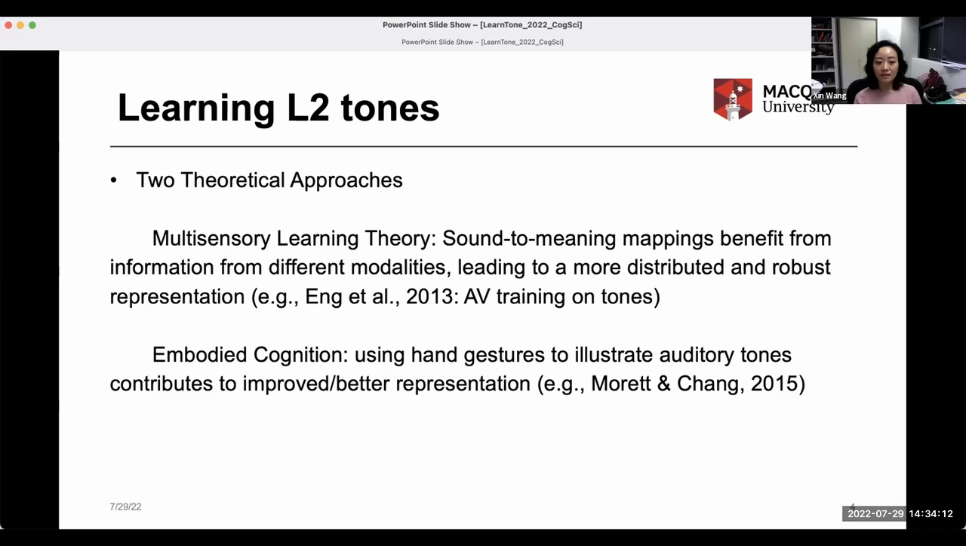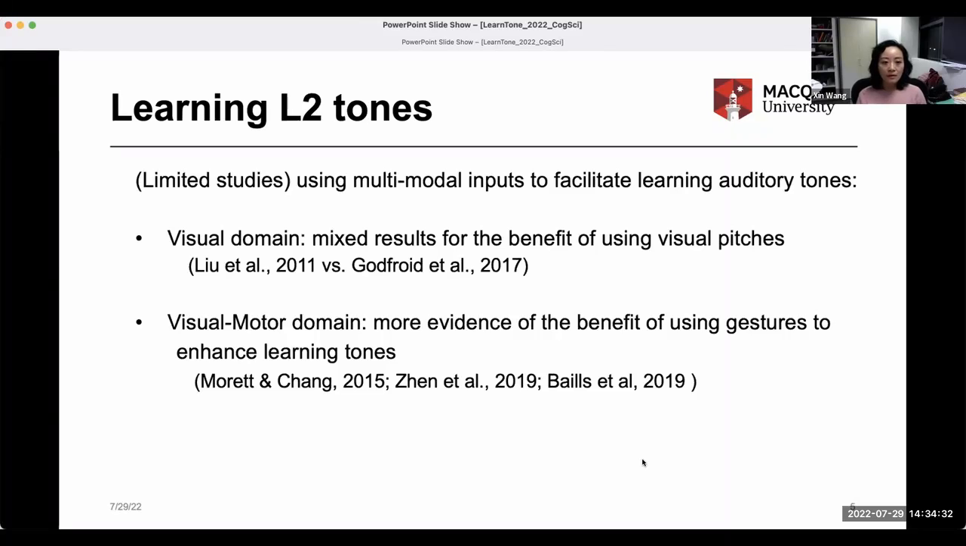The second theory is embodied cognition, which means that using hand gestures to illustrate auditory tones contributes to a better representation. And there's more consistent evidence supporting this kind of idea. There are studies investigating using multimodal inputs to facilitate learning auditory tones. So I looked at the literature. In the visual domain, relatively speaking, the results are quite mixed. Some results show the benefit of using visual pitches, and some studies fail to show that.